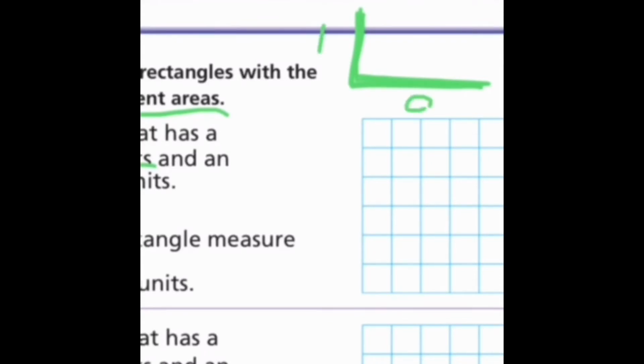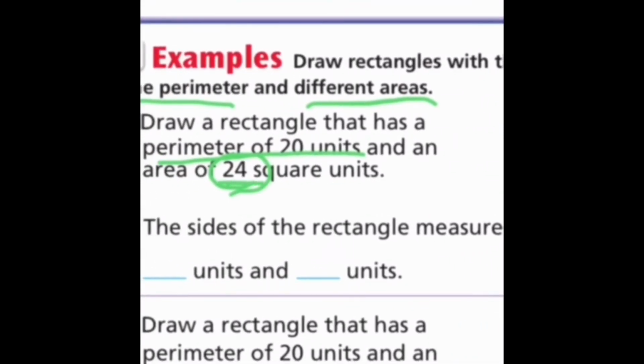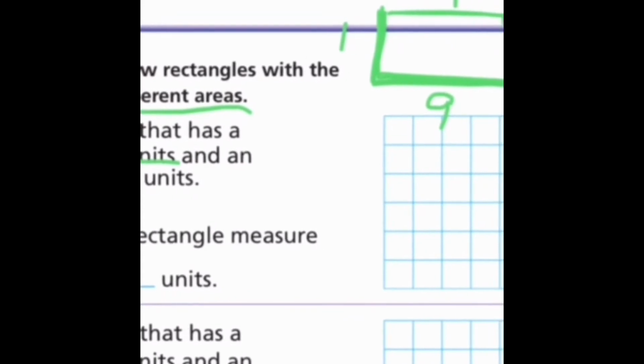1 and 9. So that's 10. And then the rest of my rectangle would be 10 more. So now I have a perimeter of 20. But I want an area of 24. That means the two numbers I multiply together, 1 times 9, need to equal 24. 1 times 9 doesn't equal 24. So we'll try two other numbers. I did 1 and 9.